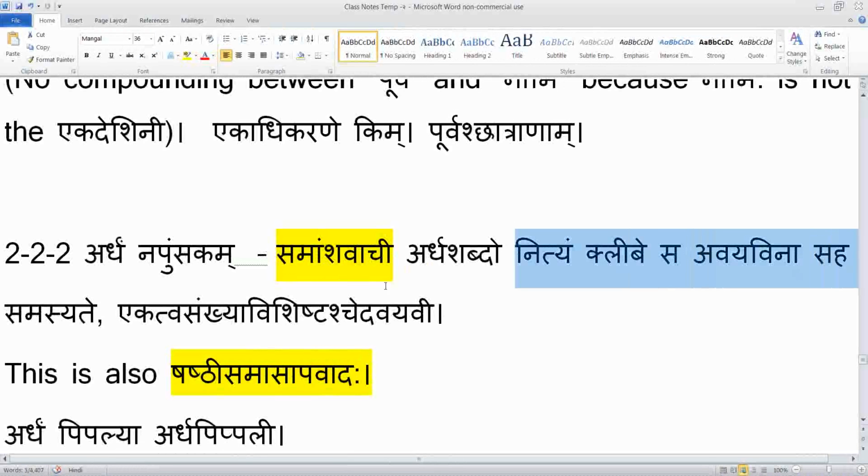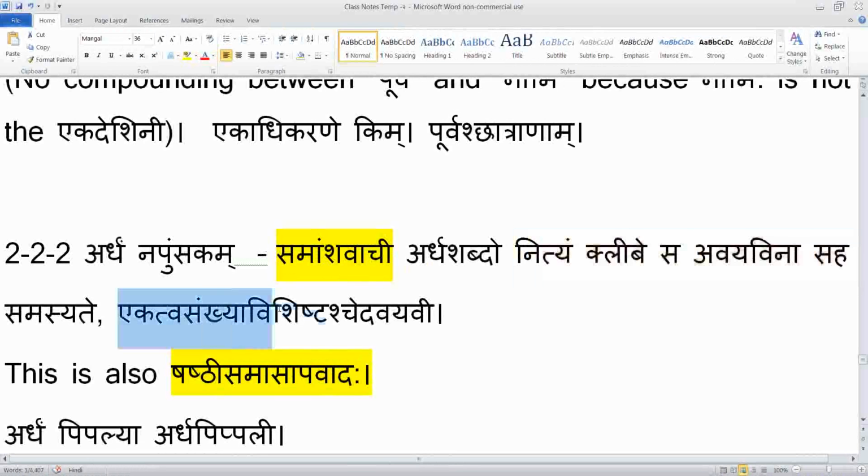Again, same prior condition, ekatva sankhya vishishtasche davayavi. So, samaushavachi, this is what is meant by this, napumsakam. Samaushavachi means it should be exactly equal parts, equal means half, exactly half. Only that ardham will compound to create this kind of ekadeshi samasaha. So, samaushavachi ardha shabdaha nityam klibe.